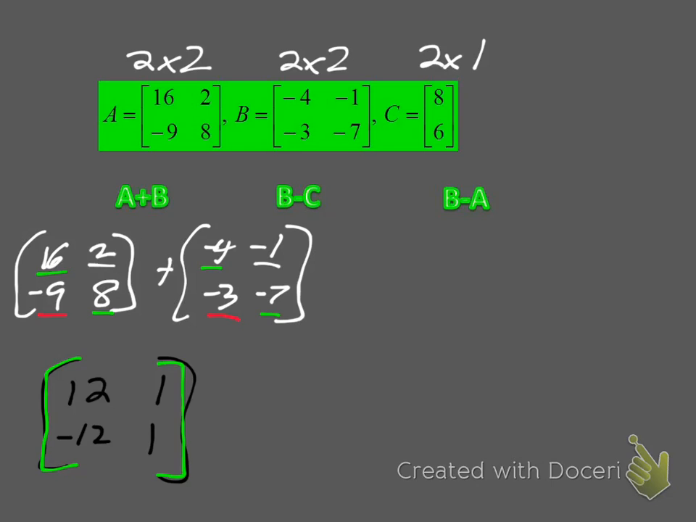All right, next one, B minus C. B is a 2-row 2-column. C is a 2-row 1-column. Can we do it? No, we can't. The word that you're going to see on the worksheets for that one is undefined. All right, undefined. That matrix is undefined.